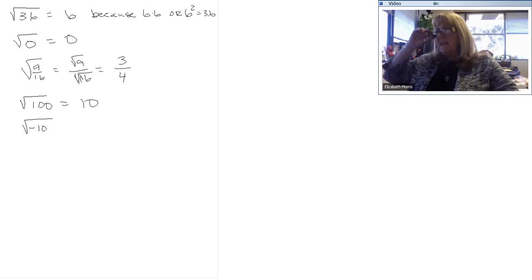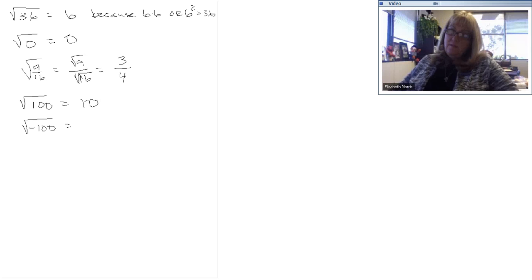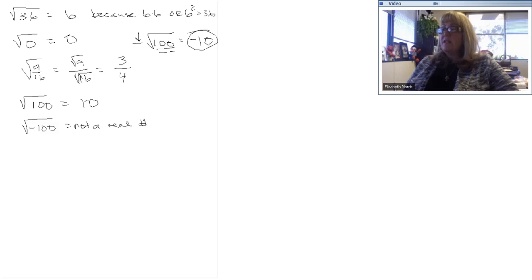Now, what's the square root of negative 100? Whenever you multiply something by itself, a negative times a negative, or a positive times a positive, it's always going to be positive. You cannot take the square root of a negative number. This is not a real number. But if I had the negative on the outside, that means the opposite, the additive inverse of the square root of 100. The square root of 100 is 10, and the opposite is negative 10. So be real careful with that.